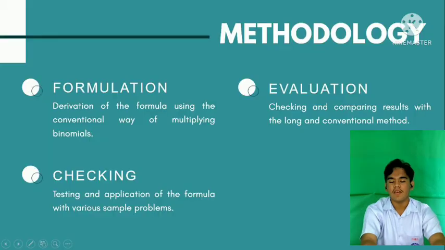In the process, the first step involved is the formulation or derivation of the formula using the conventional way of multiplying binomials. This will be derived through the long process of multiplying binomials and looking for a specific pattern in the coefficients of terms. Next, this will then be followed by the testing and application of the formula with various sample problems. Finally, the checking and comparison of results between the proposed formula and the conventional method.